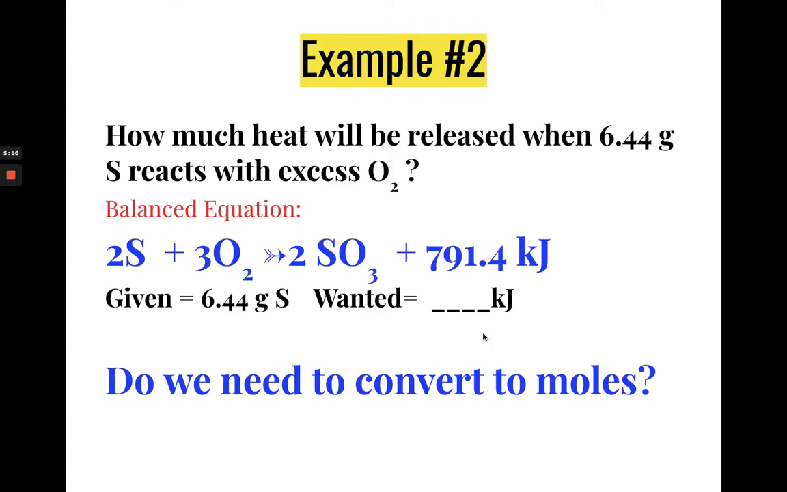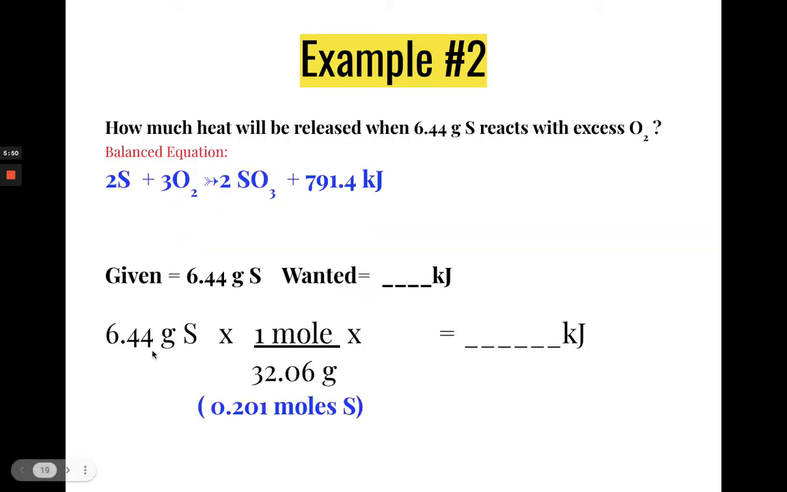All right, so we're going to rewrite and then identify the given and the wanted. Now remember, when we say with excess oxygen, we don't care, okay? We just want to do the one that's the number. So it is the limiting reactant, and we have the excess reactant, which we don't worry about. So the given is 6.44 grams of sulfur, and what we want is how much heat, and heat is measured in kilojoules. So that's what we're trying to get to. Now this time, do we need to convert to moles? Well, yes, because this is in grams. So here is how we will convert to moles.